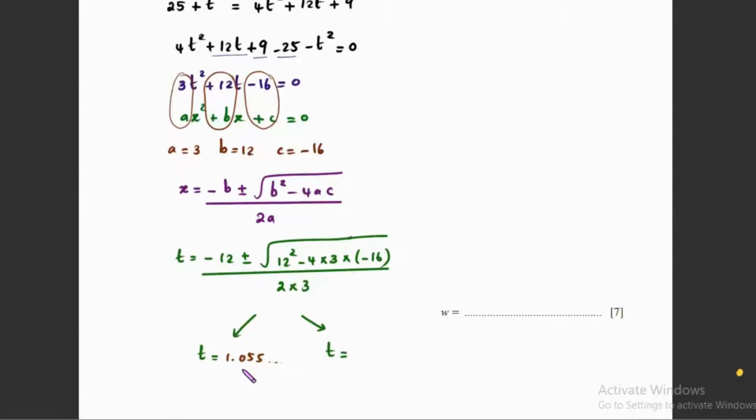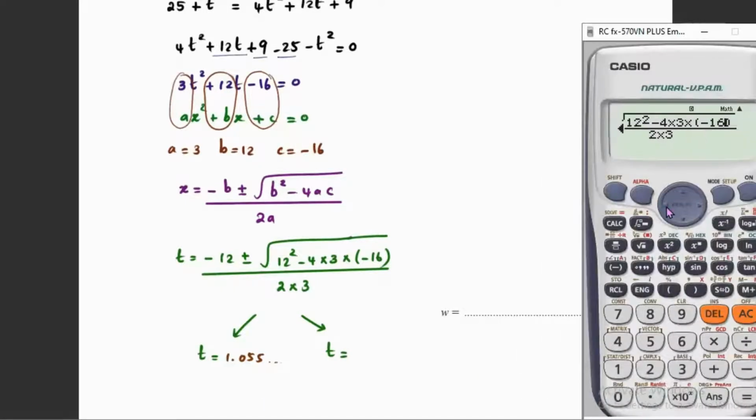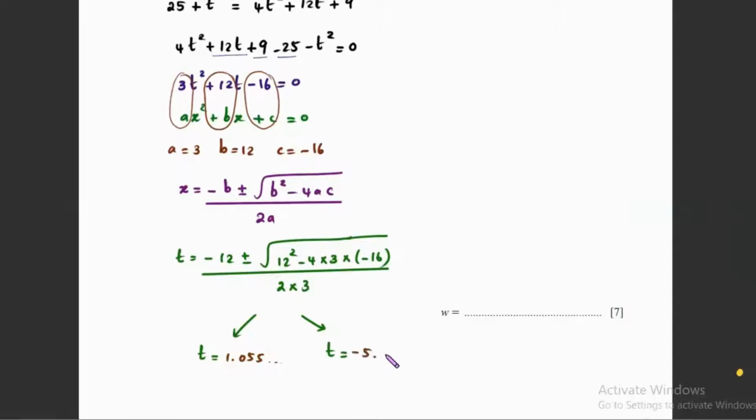Here, I'm not going to round it. There is a reason why, because the next step that we will have to do is to use SOHCAHTOA. There, even a small change will make a big difference. So due to that reason, let's just leave it this way. And let's find the other value for t. So when we try to calculate the other value for t, instead of minus 12 plus, I'm going to put a minus here, and I get a negative value, which is negative 5.055. This is what I get.